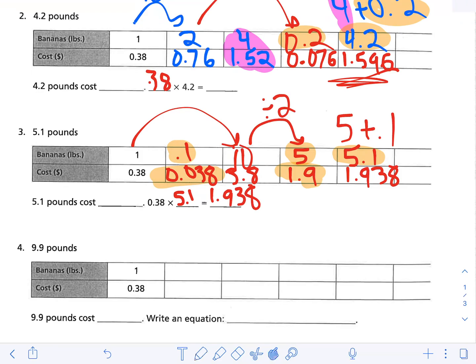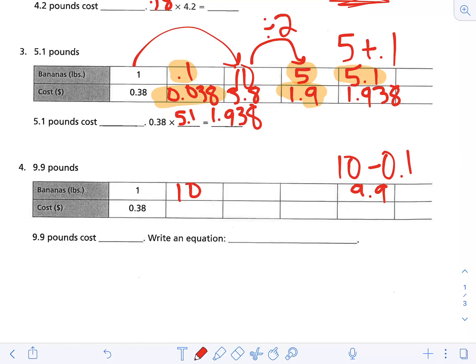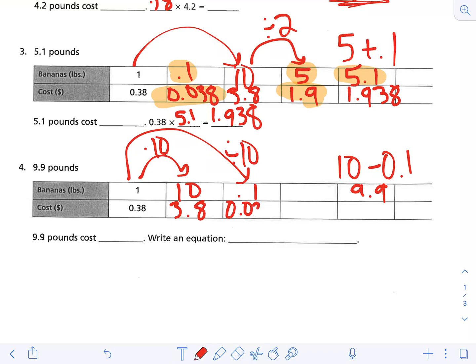Let's do one more. Oh man, 0.38 times 9.9. Now some of you know where this is going. Nobody wants to find 9.9, but 10 is pretty easy, and 10 minus 0.1 is 9.9. So let's do that instead. 10 is 3.8, and 0.1, because we multiplied by 10, 0.1, you divide by 10. So that would be 0.038.